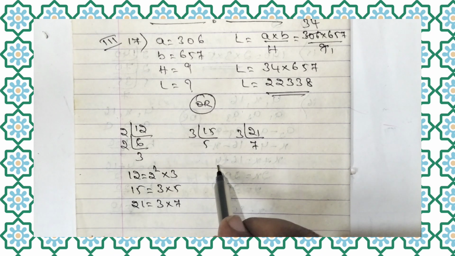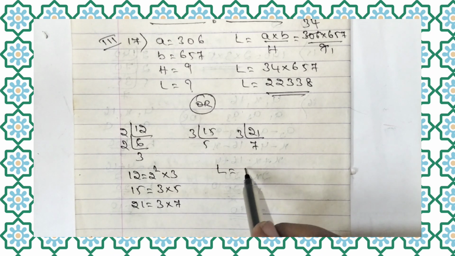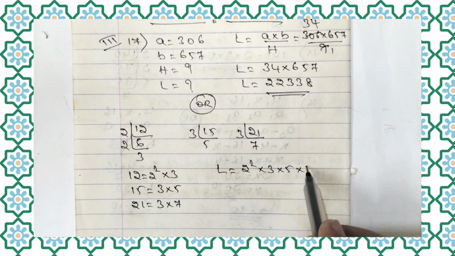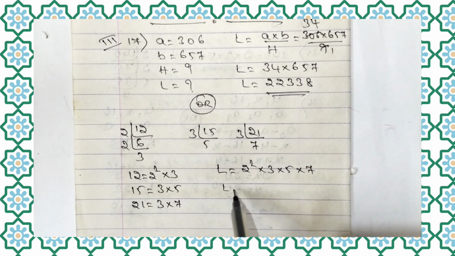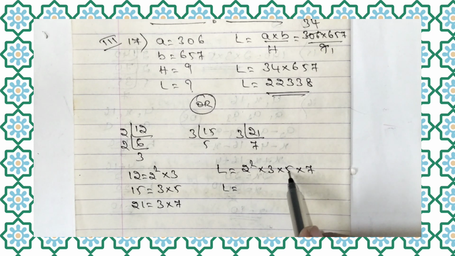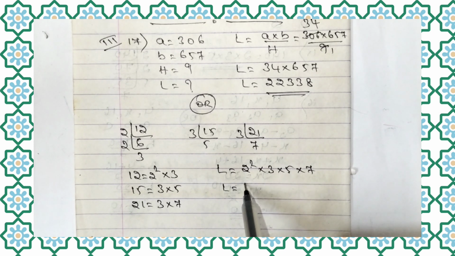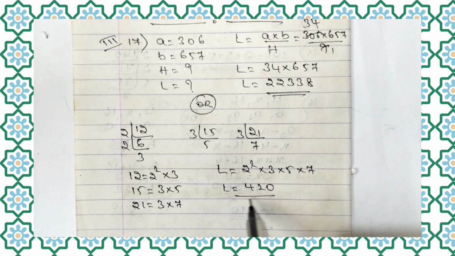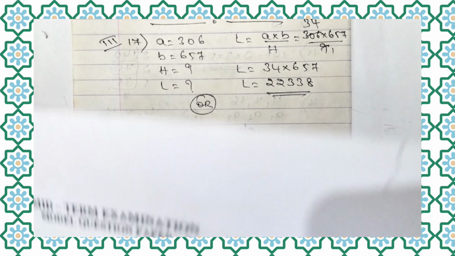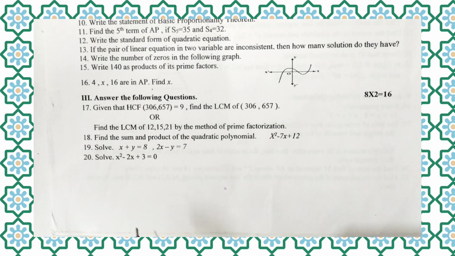Now what we need is the LCM. LCM is equal to 2 to the power of 2 into 3 into 5 into 7. So 2 to the power of 2 is 4. 4 threes are 12. 12 fives are 60. 60 into 7 will become 420. So LCM will be equal to 420. Now let us move to the 18th question.